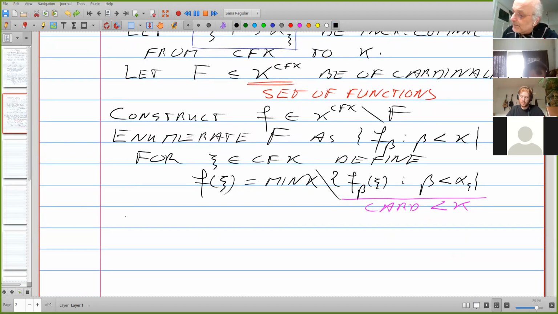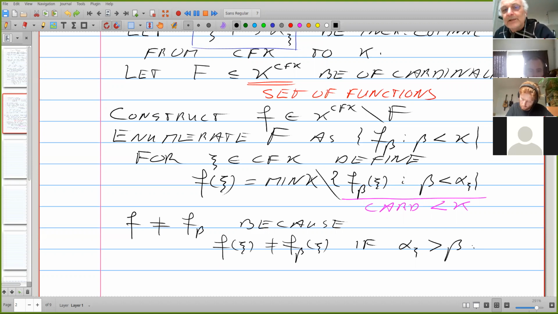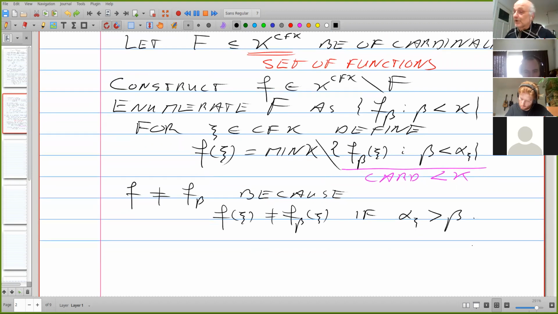And now we see that the alpha xi's were cofinal, so there are going to be xi's that are bigger than beta. And from that moment on, f psi is no longer equal to f beta of psi, and that means that f is not equal to that beta function. And so f is not a member of F.